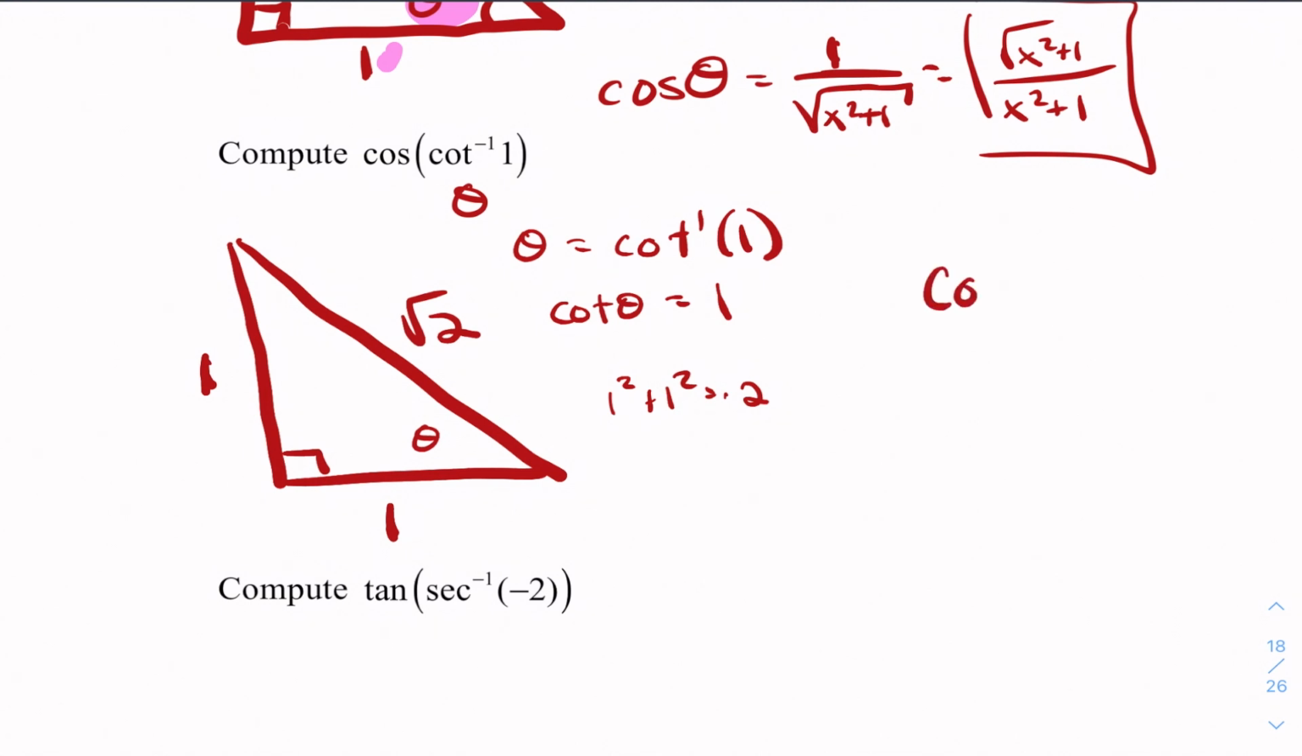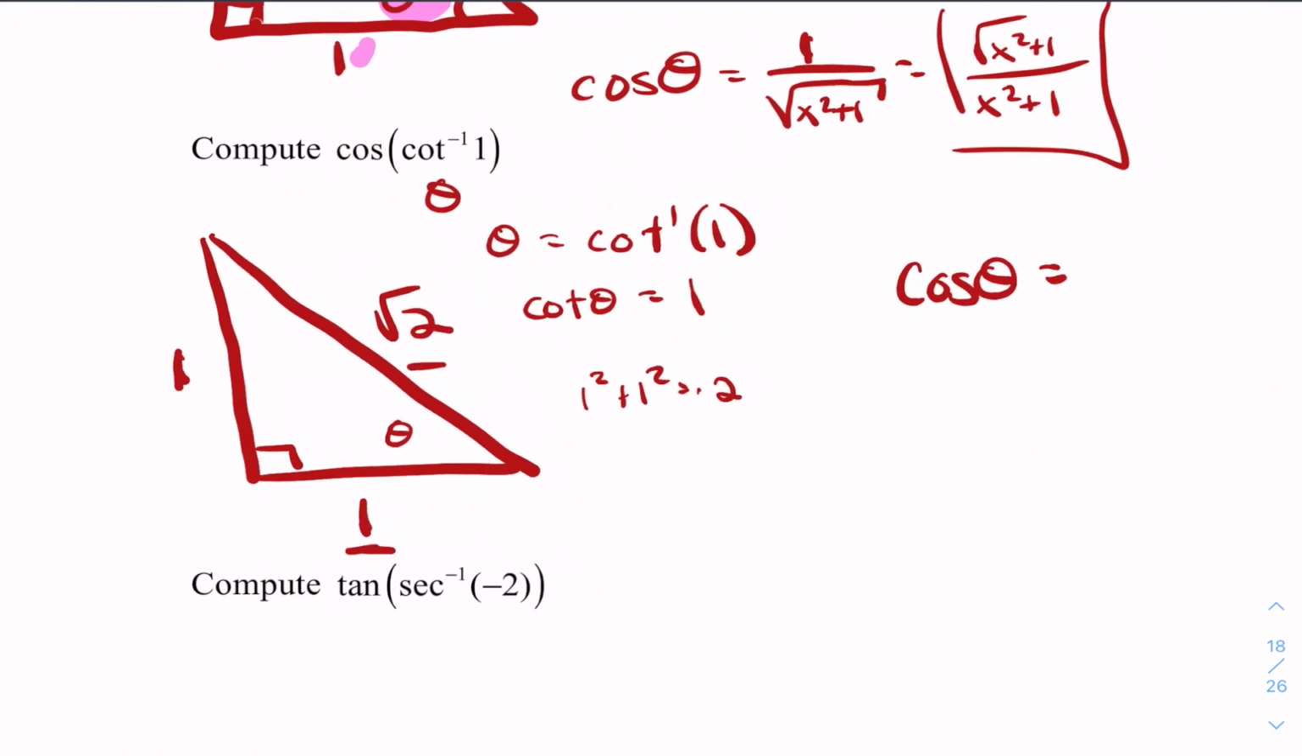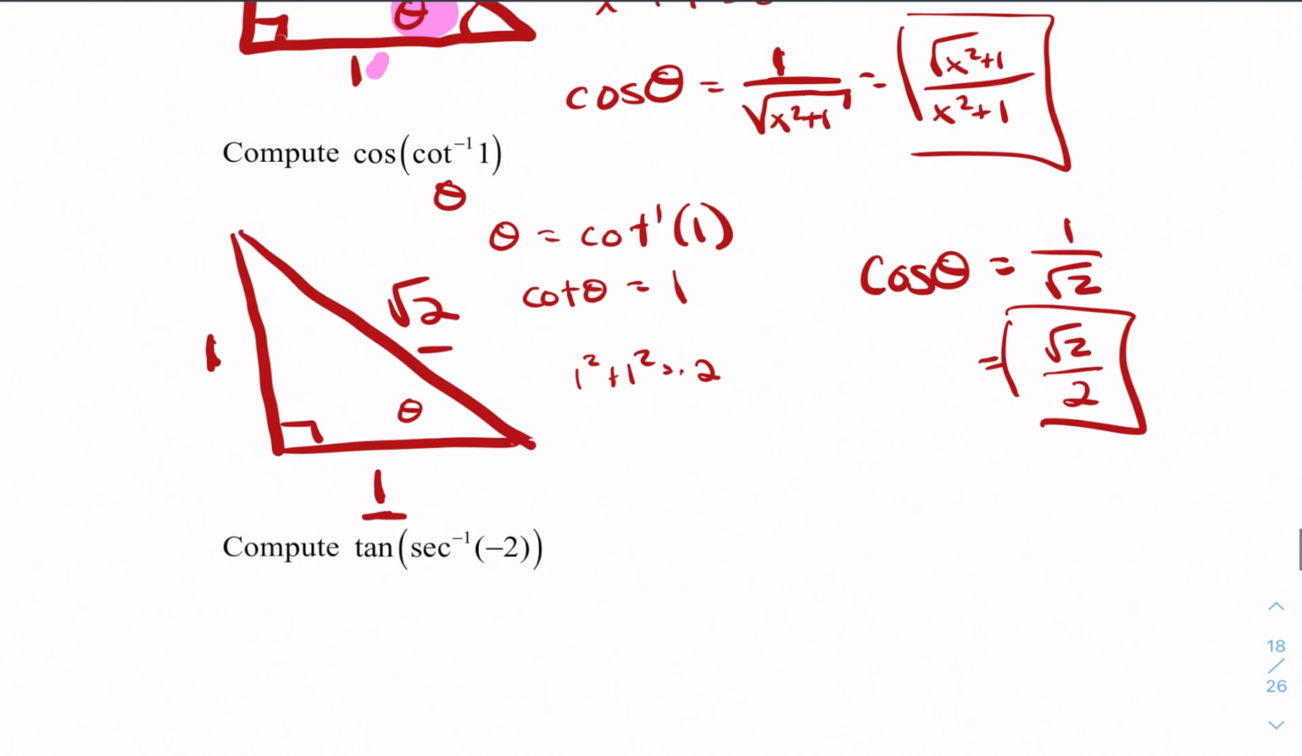And I'm asking you, what is the cosine of this angle? Well, it would be adjacent over hypotenuse, 1 over the square root of 2, which should look familiar because that's a 45, 45, 90 triangle. And we're left with the square root of 2 over 2.